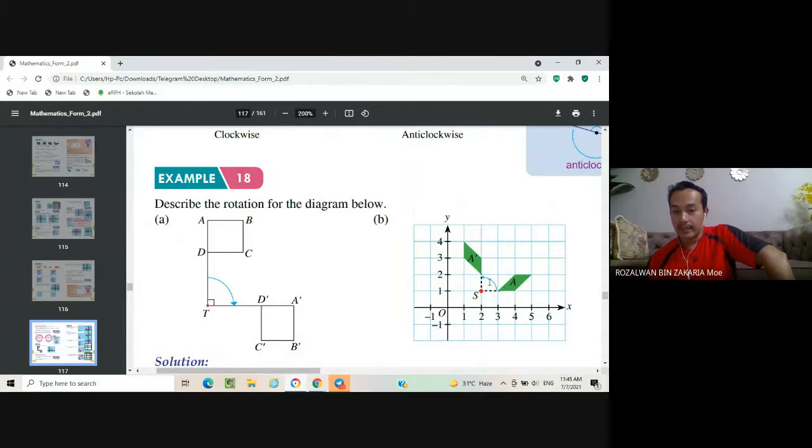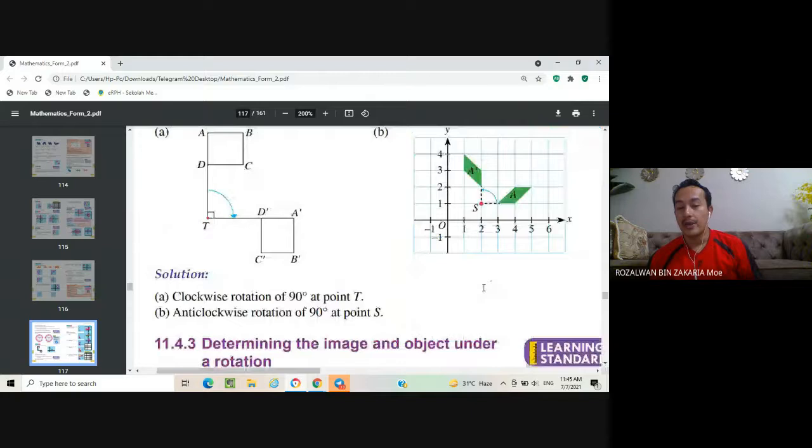For this one, the angle here, you can measure with the protractor. You put the protractor at the point S here, then you measure this angle. When you measure, you will get the answer which is equal to 90 degrees. So this one can be stated as an anti-clockwise rotation of 90 degrees at point S.